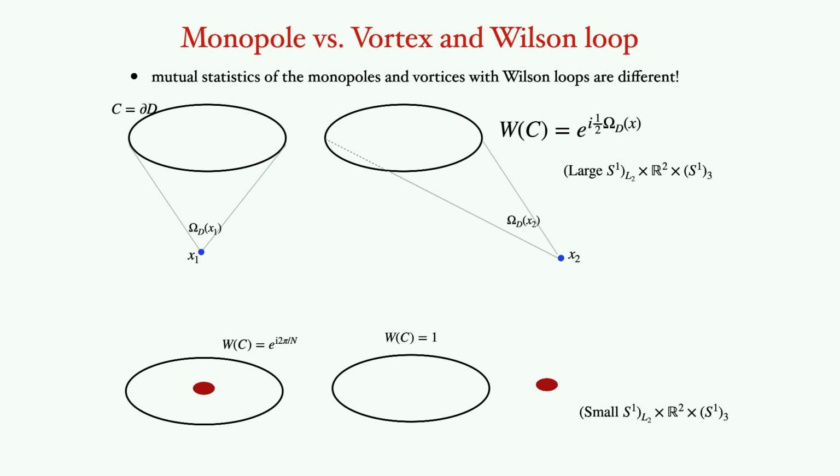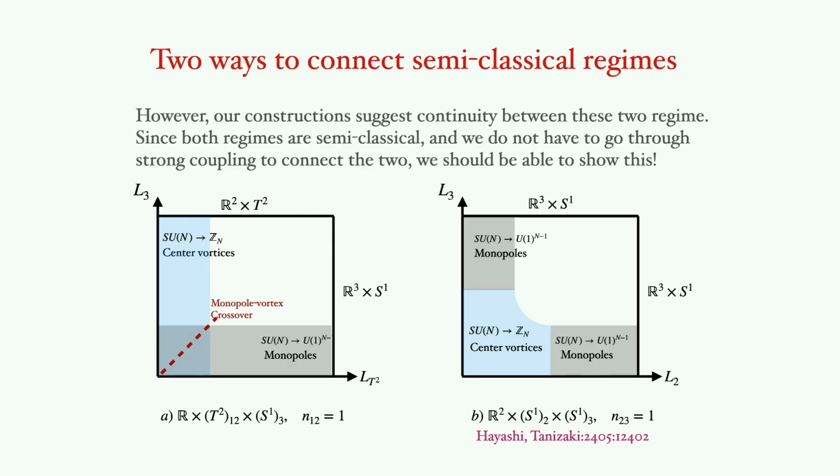But if you take center vortex, if the vortex is inside, you get this phase. If it's outside, you do get this. It looks like they are totally unrelated, honestly. But now let us do the following. Let us compactify R3 times S1 to R2 times T2.